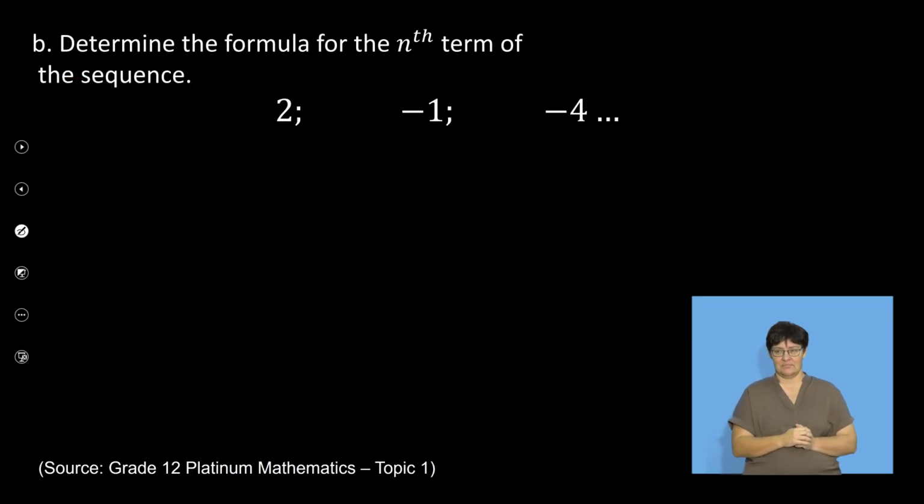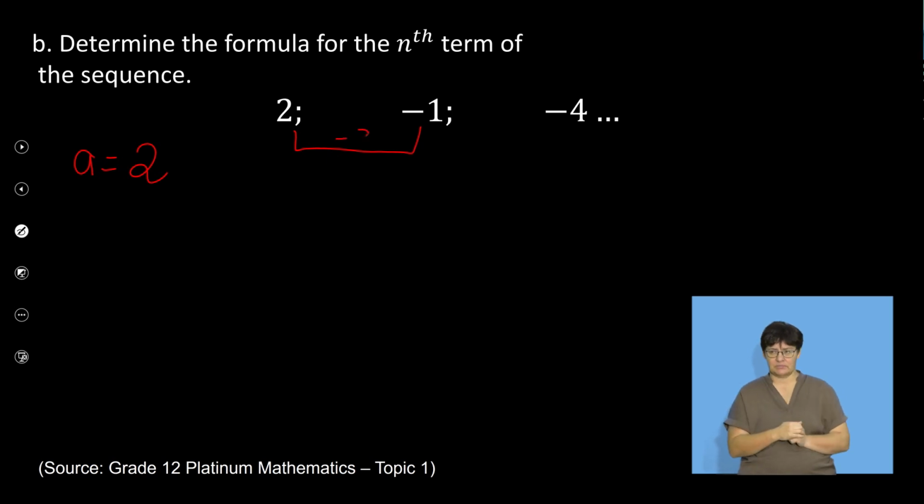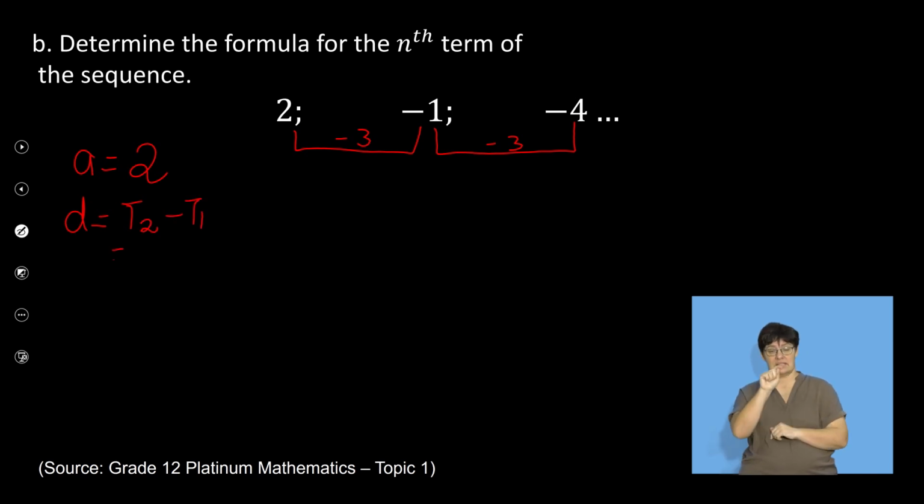So we've already said that the pattern goes 2, -1, -4. I know that a is equal to 2 because a is always equal to the first term of the sequence. I'm now looking for my common difference. We can see that between each of the terms, I've actually subtracted 3. But if I want to write this down in a more mathematical way, I can say that d is equal to t2 minus t1, which is equal to -1 minus 2, which gives me -3.